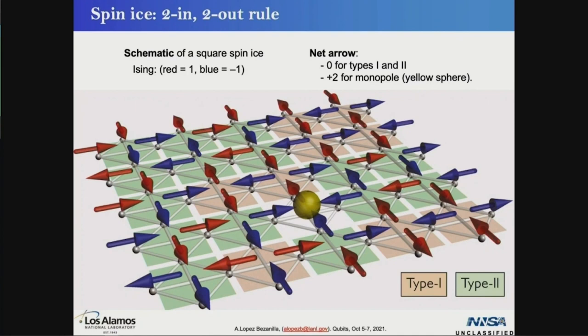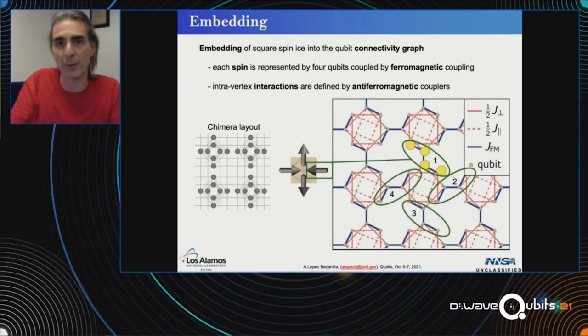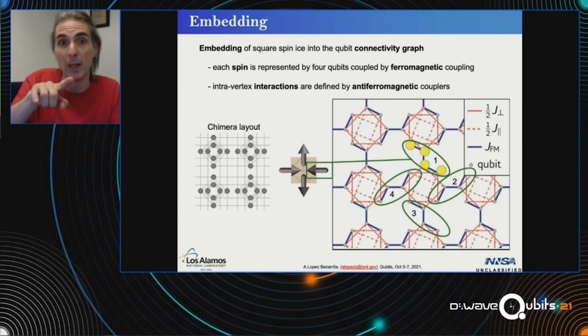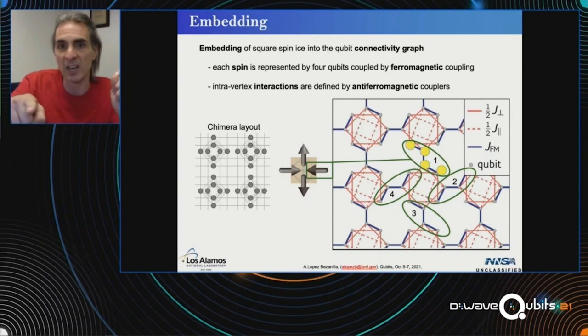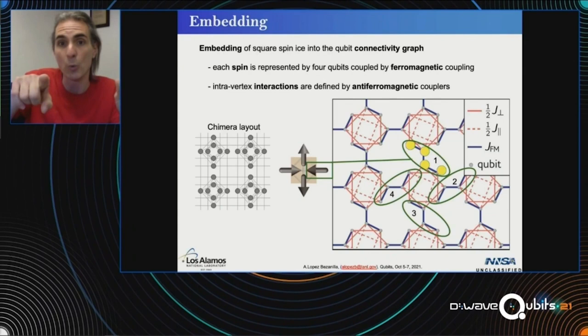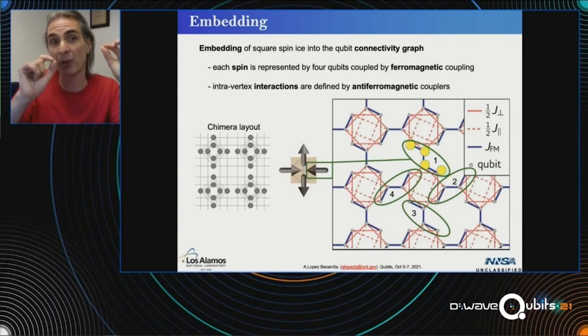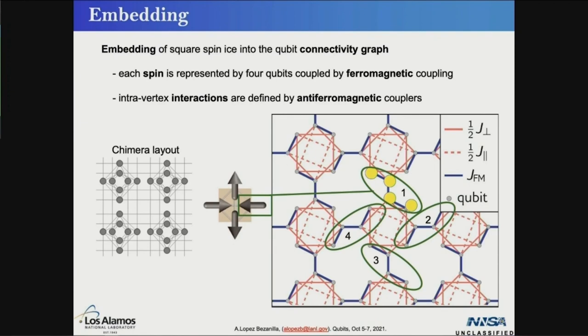Red corresponds to one in the qubit lattice, blue corresponds to a minus one in the qubit lattice. And we have to smartly embed all these in the D-Wave lattice. This is done with an embedding in which, in the Chimera layout, we fix four spins, four qubits, as one spin. In the yellow circles in the scheme on the right hand, we can see that four qubits are joined by strong ferromagnetic couplings, and each of them, one, two, three, and four, corresponding to one of the arrows, are connected by either J perpendicular or J parallel values for the couplings.